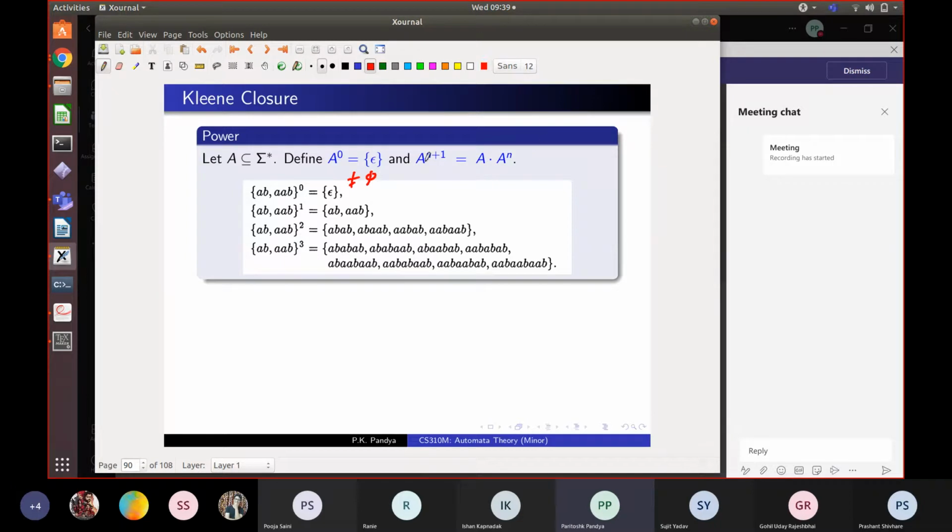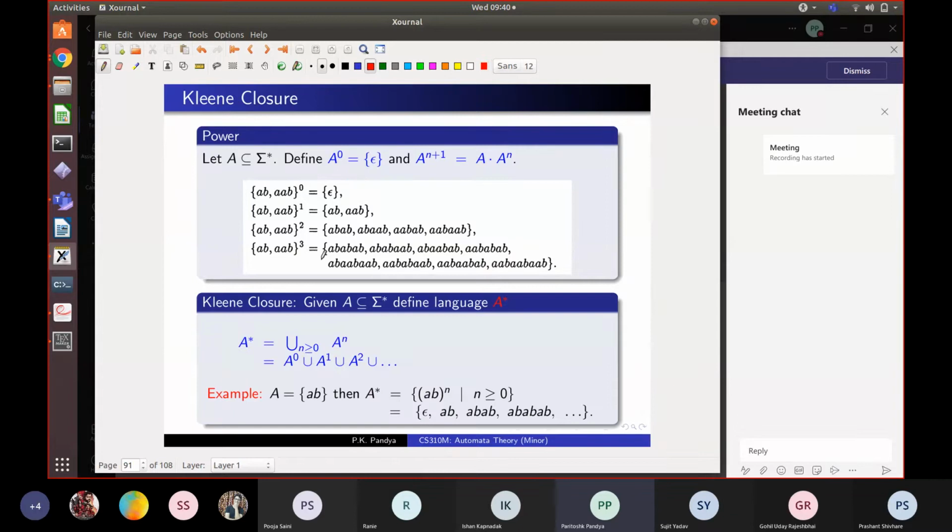So that is true. And we recursively define A to the power n plus 1 as we take A, we calculate A to the power n and catenate A with A to the power n. Okay, and here were some examples that we did. So this was done last time. And then we defined a very important operation called Kleene closure, right? And the Kleene closure of A is an infinite union. You take set A to the power 0, A to the power 1, A to the power 2, take all these sets and take their union.